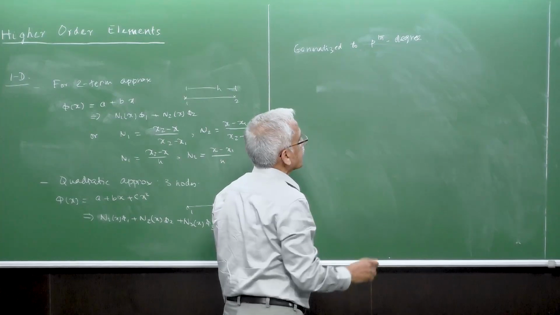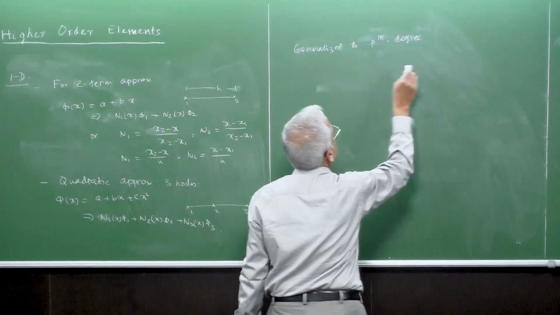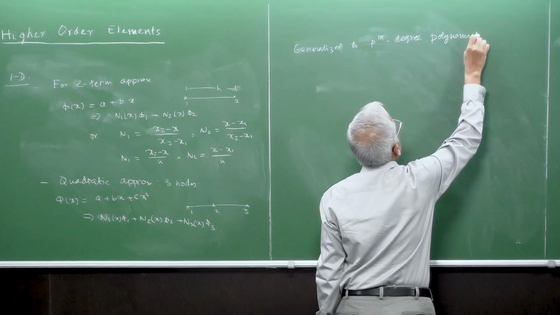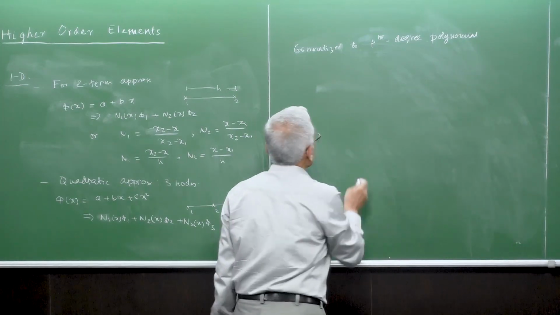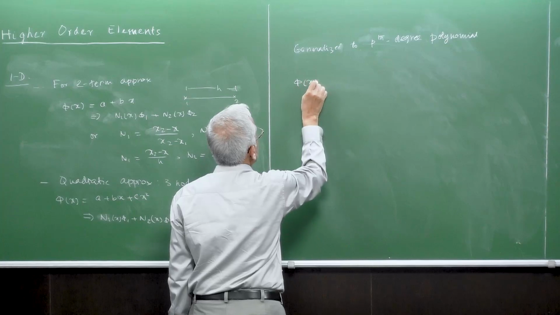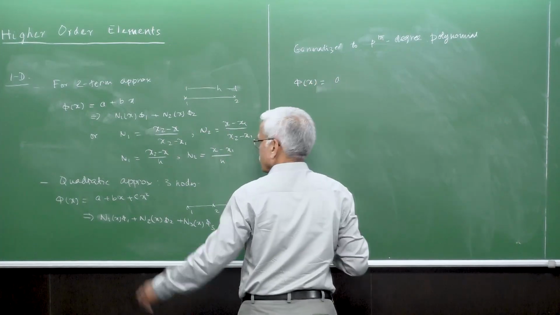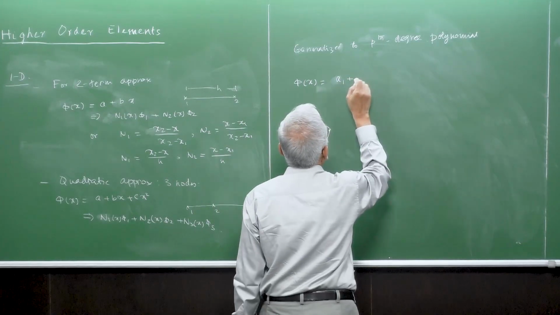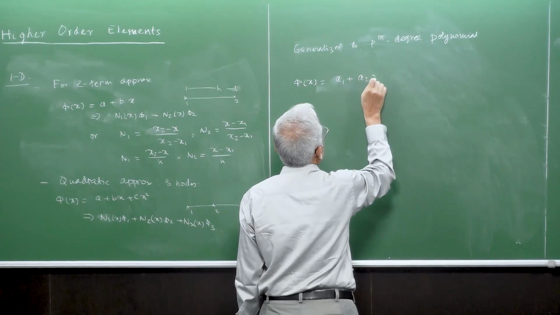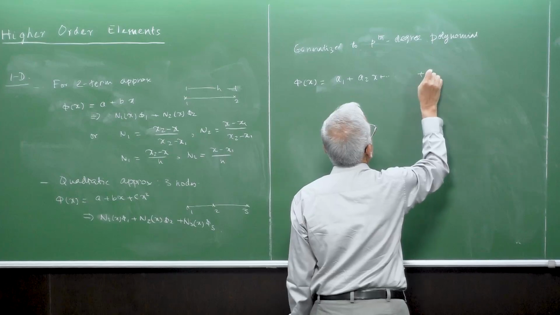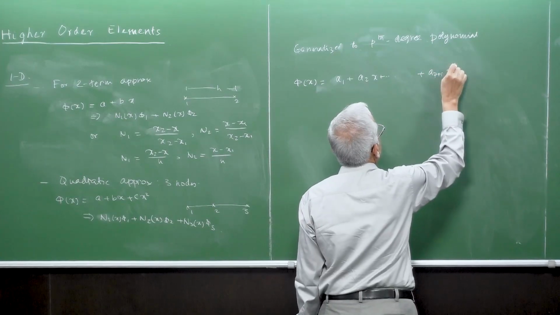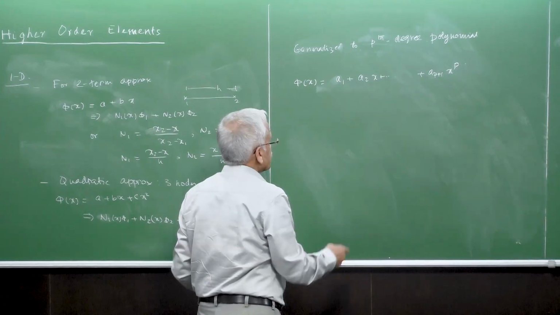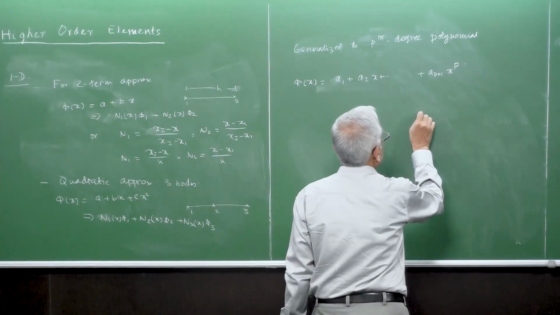Generalized to pth degree polynomial. If you want a pth degree polynomial, the approximation for phi of x will be, instead of a plus bx plus cy, let's use a1, a2 x up to a_(p+1) x to the power of p. So for pth degree, instead of a, b, c, I'm writing it as a1, a2, a3 up to a_(p+1).